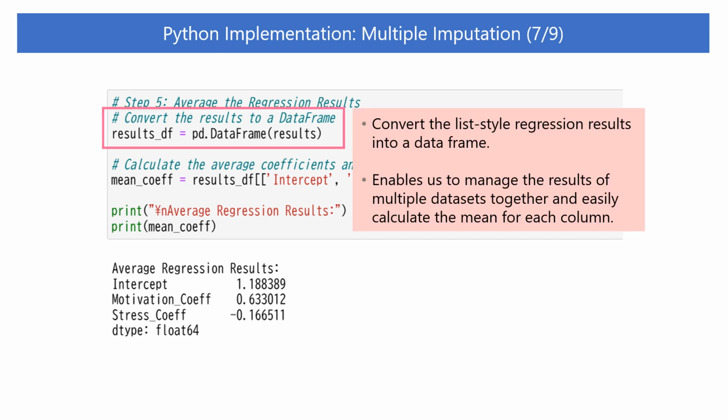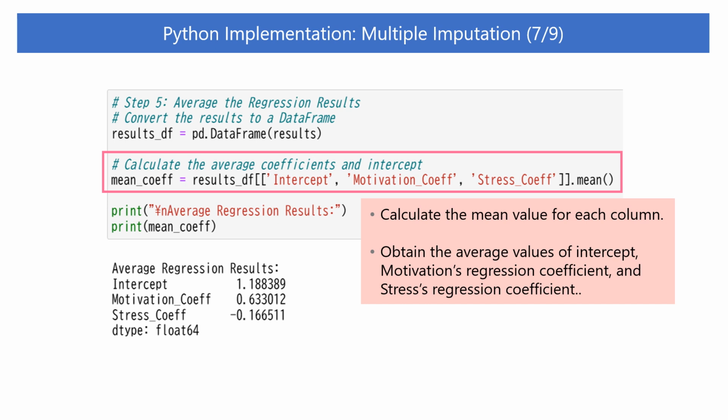Here, using a Pandas DataFrame, we convert the list-style regression results into a DataFrame. This enables us to manage the results of multiple datasets together and easily calculate the mean for each column. Then, we use the mean function to calculate the mean value for each column. By doing so, we can obtain the average values of the intercept, the motivation regression coefficient, and the stress regression coefficient. These averages represent the final estimated values that integrate the results of the analysis of the 3 imputed datasets.